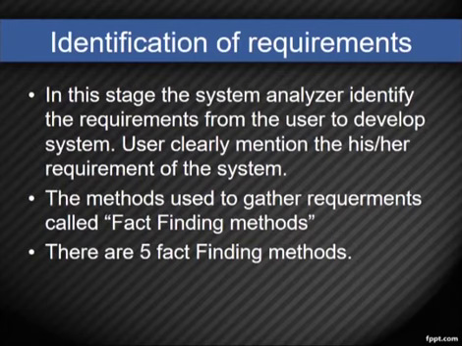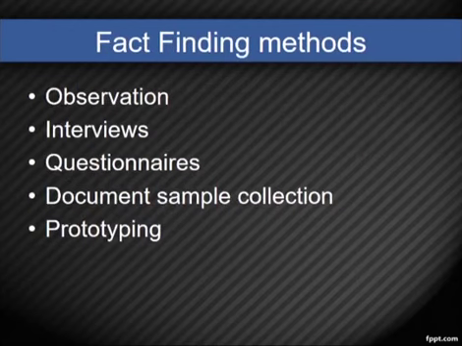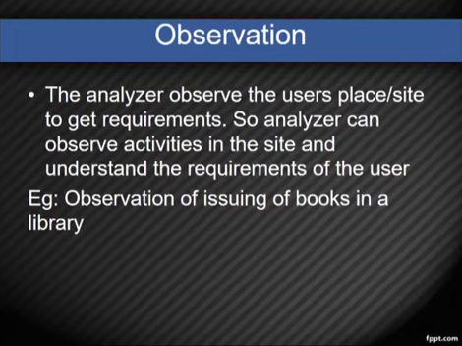So we have 5 fact finding methods. First one, observation. Second one, interviews, then questionnaires, document sample collection, and prototype. So we are going to learn those fact finding methods individually. Observation.